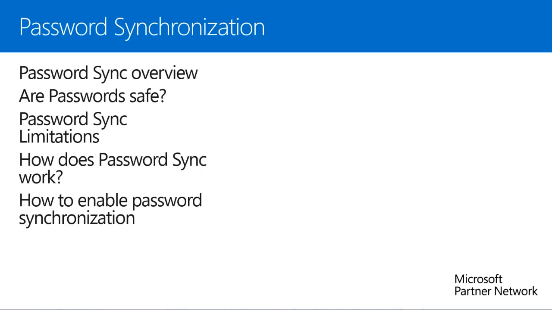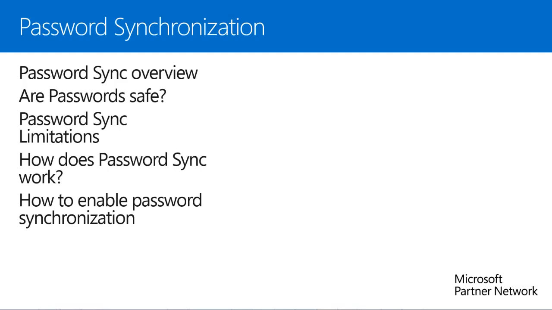Password synchronization. Password sync overview. Password synchronization is the process of copying a customer's on-premises password hash to Windows Azure Active Directory. Changes to on-premises passwords are synced to the cloud in minutes. Are passwords safe? The password sync tool, Azure AD, and all associated services never see or store the on-premises user's plain text password. To authenticate a user, the password presented by the user is hashed and compared with the stored hash. Password sync limitations. Password synchronization does not replace identity federation. ADFS is still needed for a true single sign-on experience for end users.